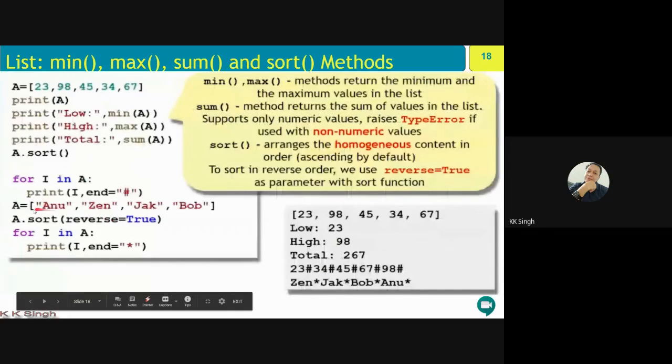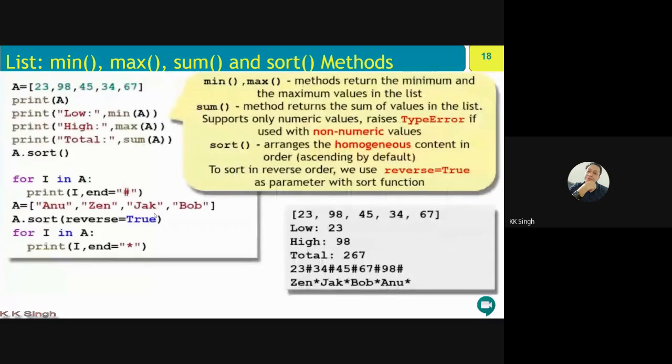Fine. Now see here another example. A is equal to Anu, Zen, Jack, and Bob. We have 4 strings here, four names, a collection of strings. If you want to reverse this list, the sort function will be applied along with reverse is equal to true. You can also use reverse is equal to false. Reverse is equal to false means ascending order, which is the default. And if you want to sort the elements of the list in reverse order, you may use reverse is equal to true.